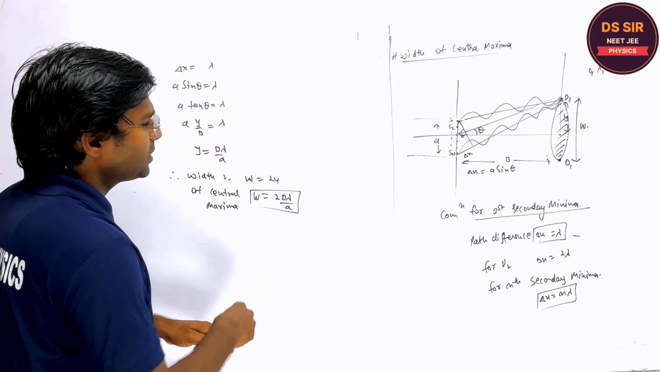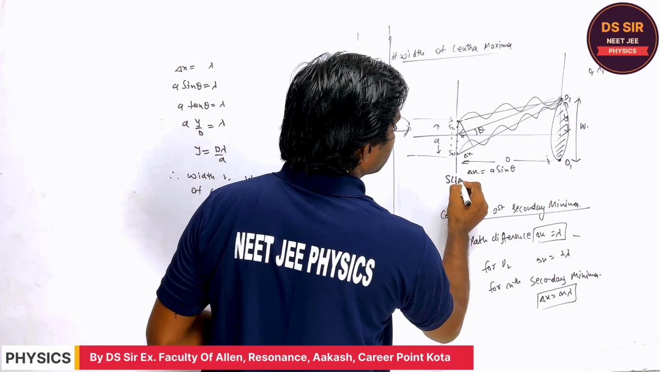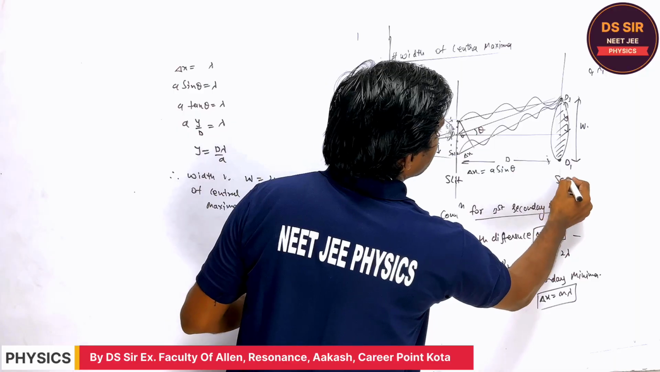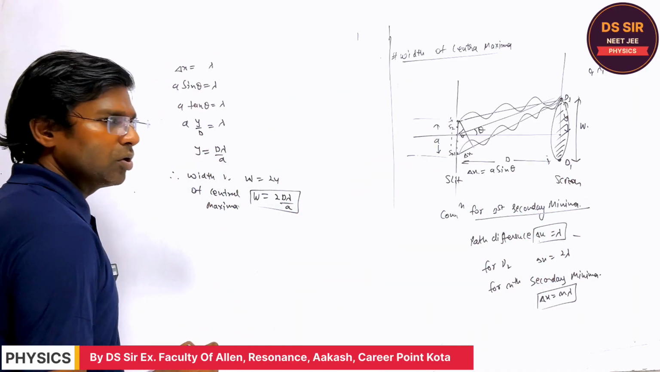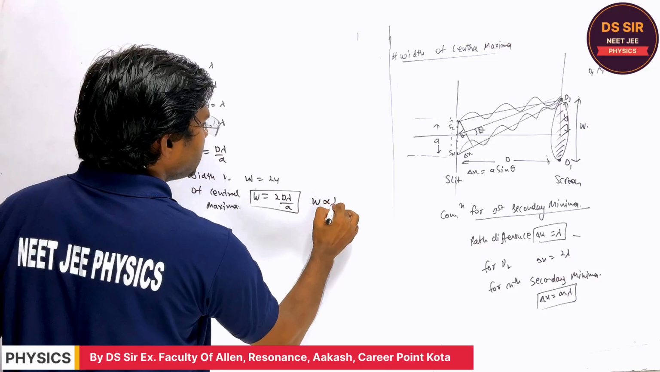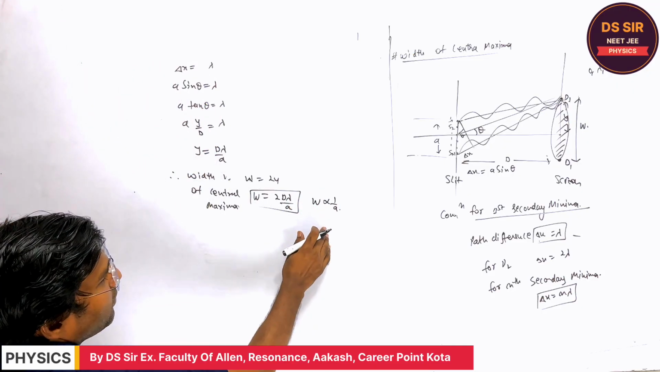So width depends upon the wavelength, the distance between the slit and the screen, and the size of the slit. Are you getting or not? So width is inversely proportional to a, right? So this is the width of the central maxima.